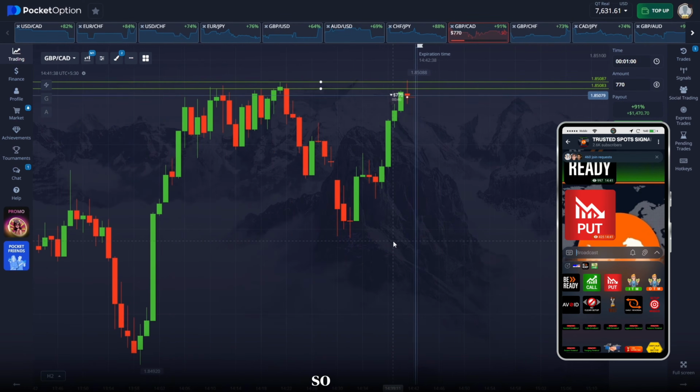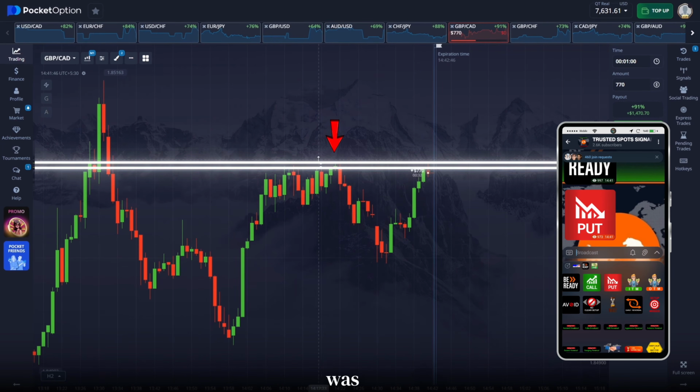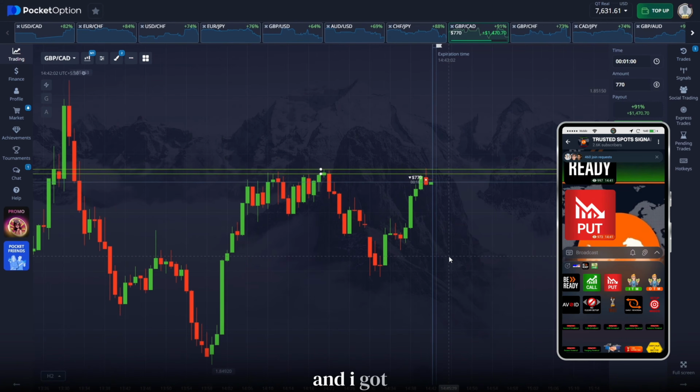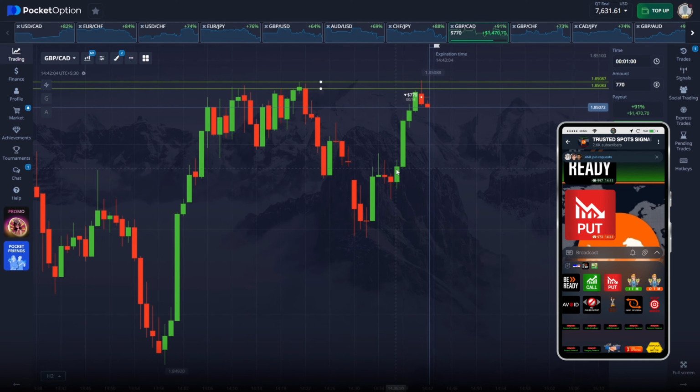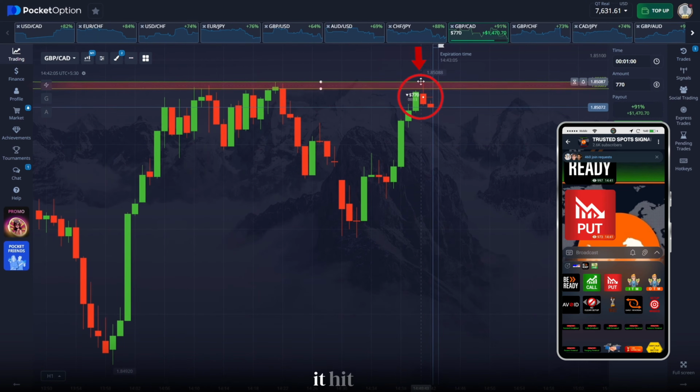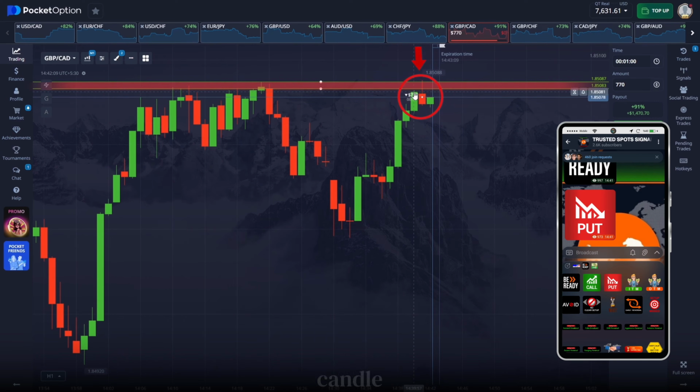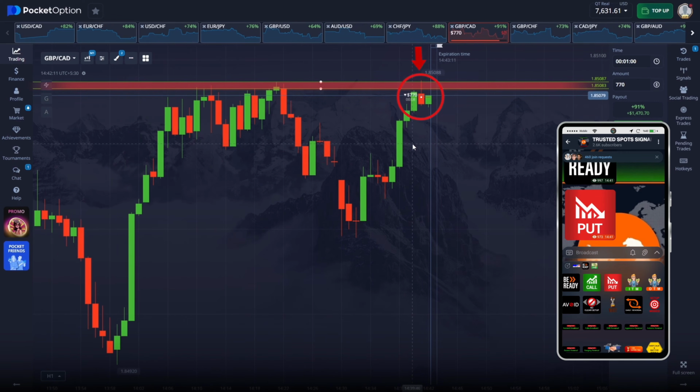Okay, so in this case, this was a clearly visible resistance zone where I was expecting a reversal. As this was not recently formed, I applied my reversal trading strategy, which I use when the zone is very strong, and I got instant confirmation. In this case, the price goes up, it hit the resistance. The previous candle closing was also below, but I did not apply the same strategy that I'm using recently.